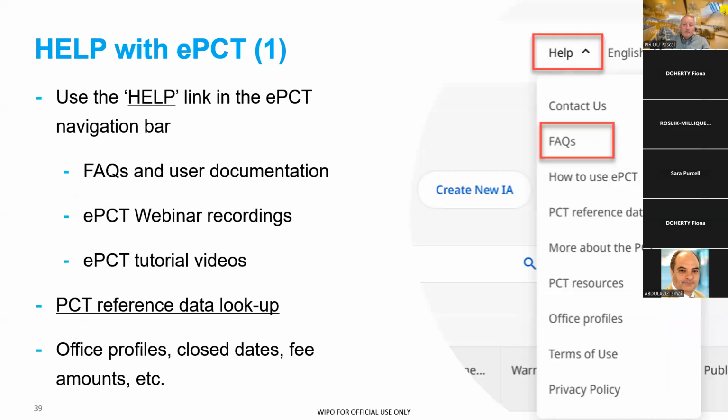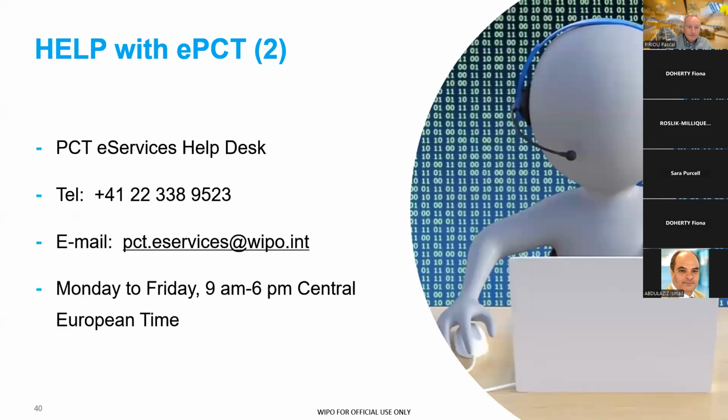If you need help from ePCT, you click in the navigation bar on help, and then you select FAQs, and then you will have access to different FAQ articles on how to use ePCT. You will also have access to ePCT webinar recordings and ePCT tutorial videos, PCT reference data lookup, and also the office profile that I mentioned just earlier, and you also have access to the closed dates and fee amounts, etc.